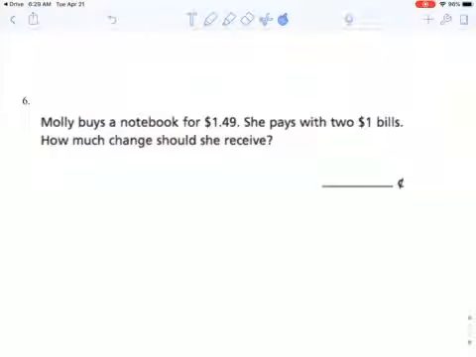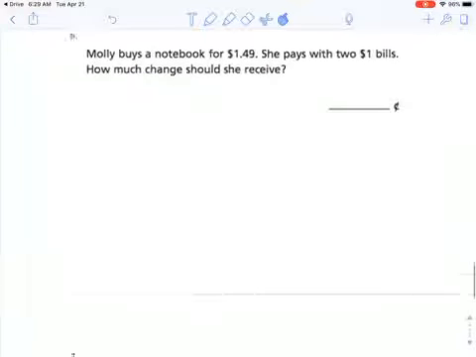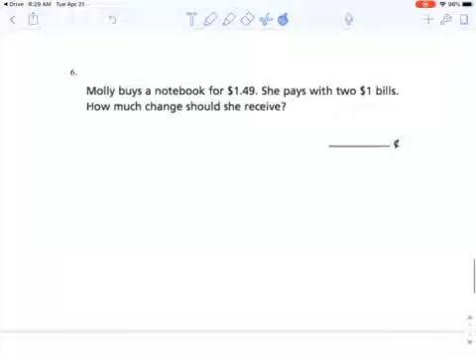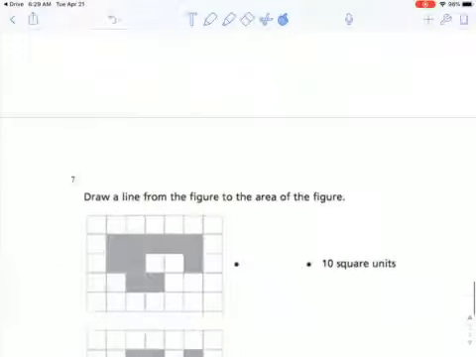Then number 6, Molly buys a notebook for $1.49. She pays with 2 $1 bills. How much change should she receive? So this one, you just have to show your work right there to solve it. Take your time, show your work on that. You'll be able to get what that change is.